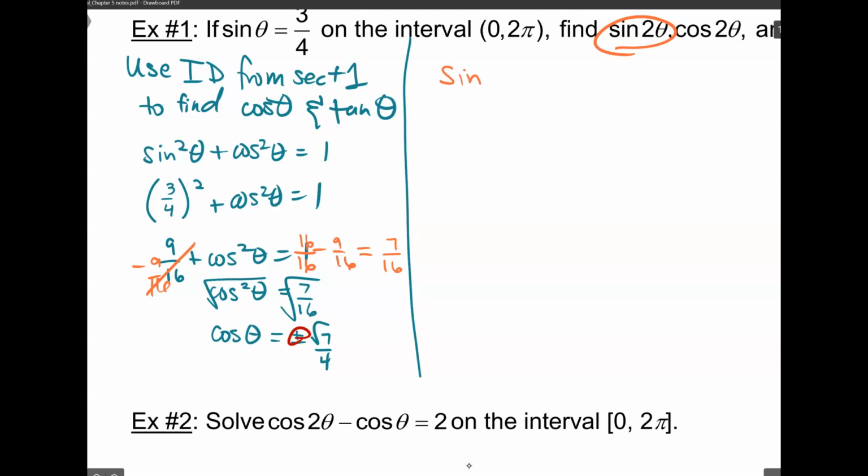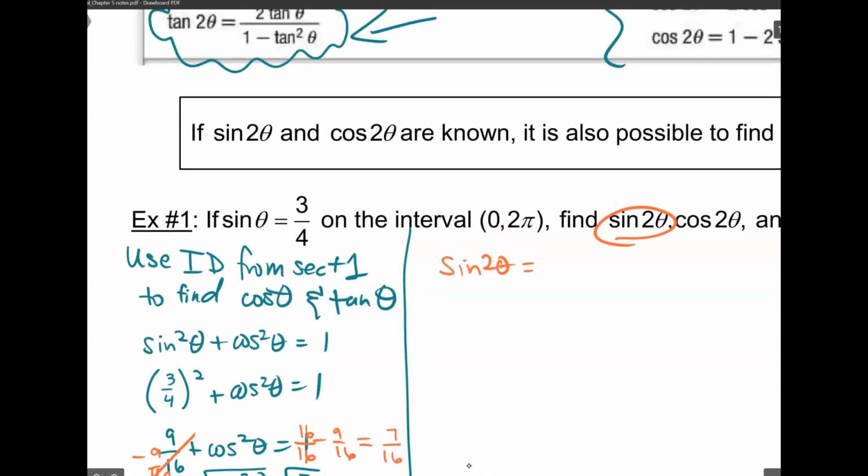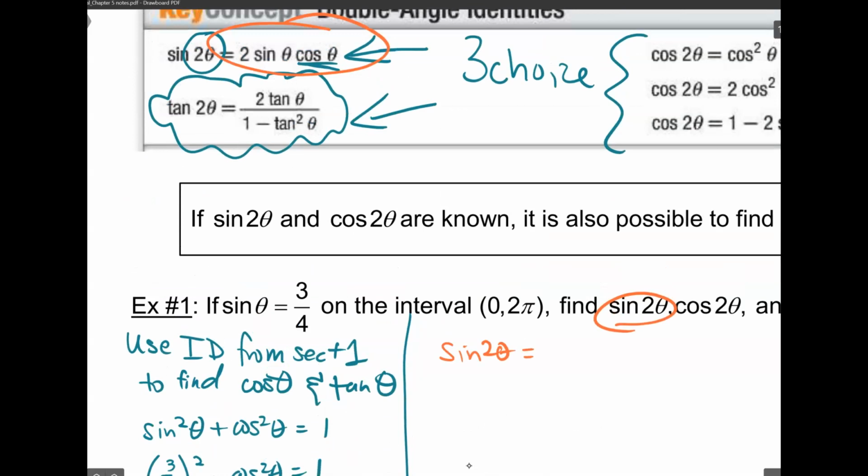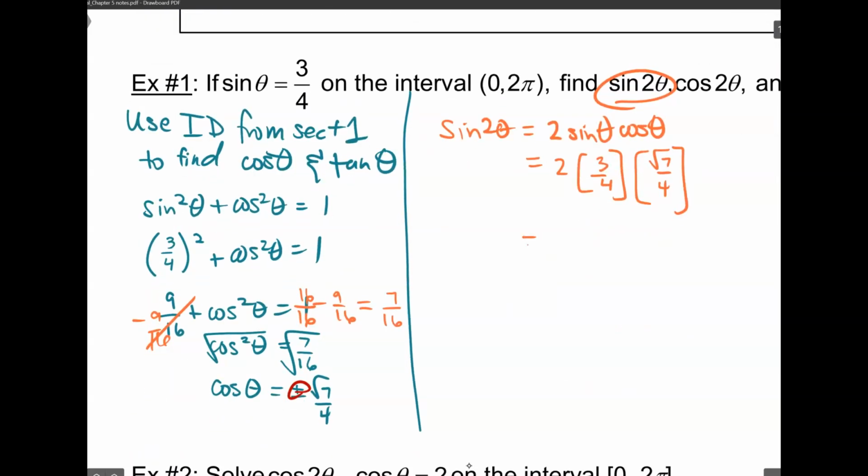So sine of my double angle is going to be equal to, let's look above, 2 times sine theta cosine theta. We know sine of theta is 3/4. We know cosine theta, we just found it, is root 7 over 4. So this means 6 root 7 over 16. I just multiplied the numerators together and the denominators. Simplify this to be 3 root 7 over 8.